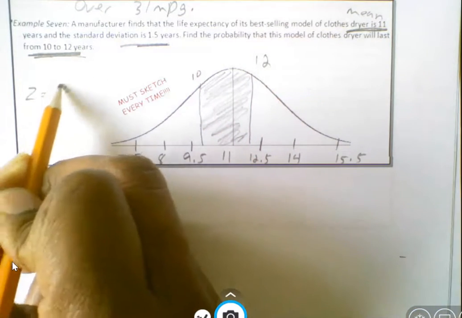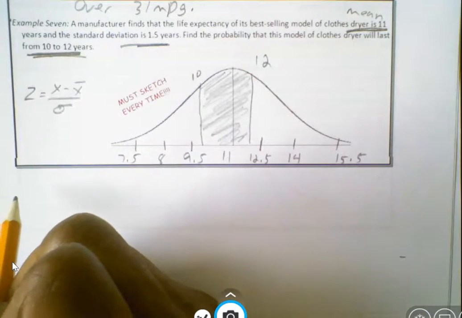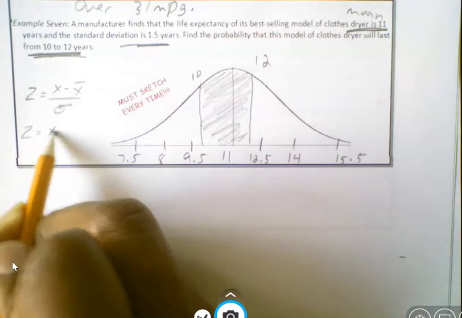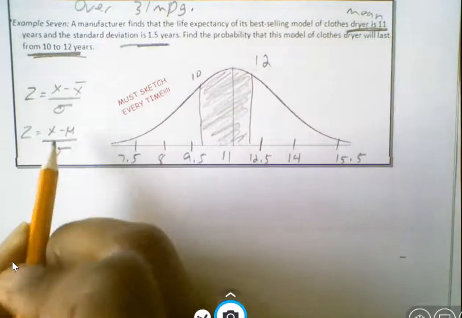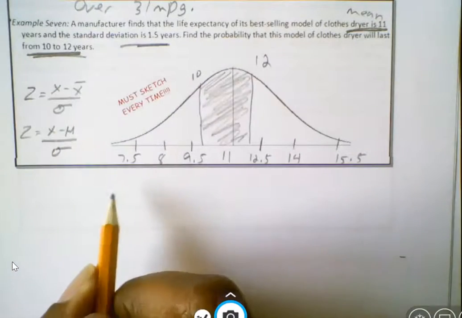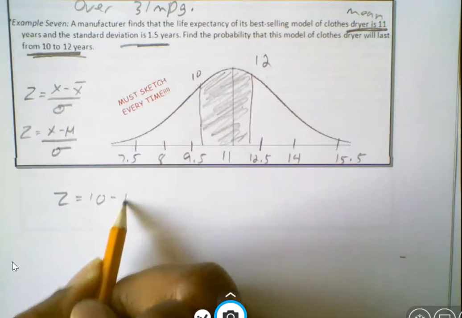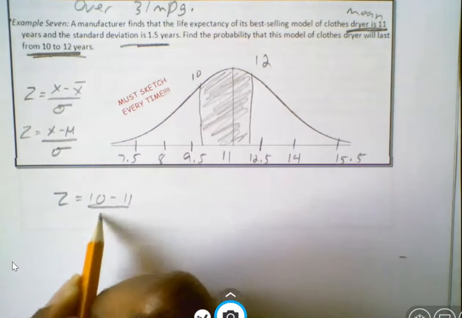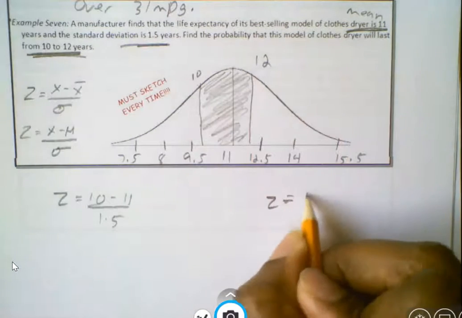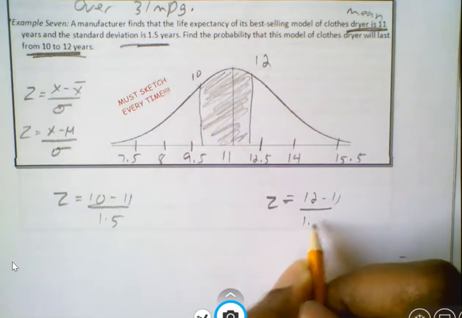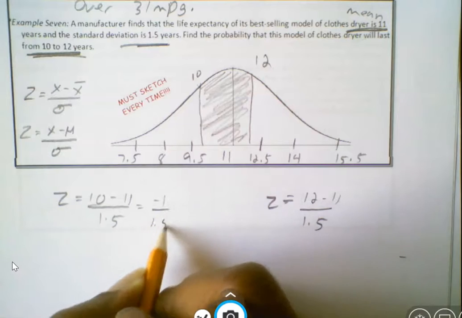Remember that the z-score formula is x take away the mean, all over the standard deviation. Again, you may see it written in some books as x take away mu divided by standard deviation. Either way, it's the same thing. It means mean. So I first have to find the z-score for 10, which would be 10 take away 11 over 1.5. Then the z-score for 12 is 12 take away 11 over 1.5. This gives you negative 1 over 1.5.